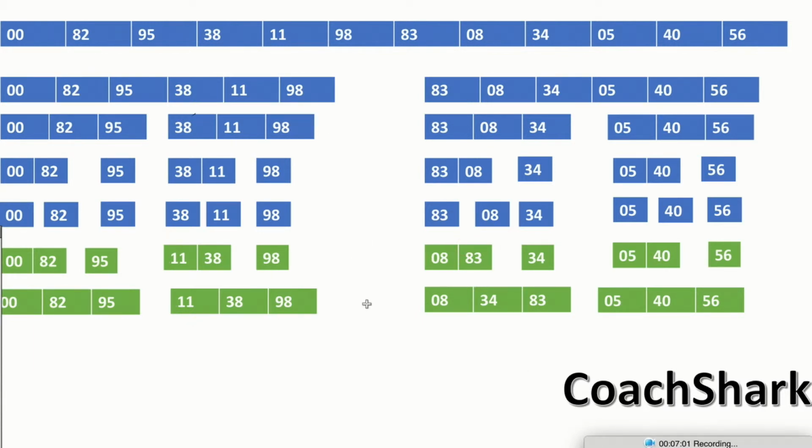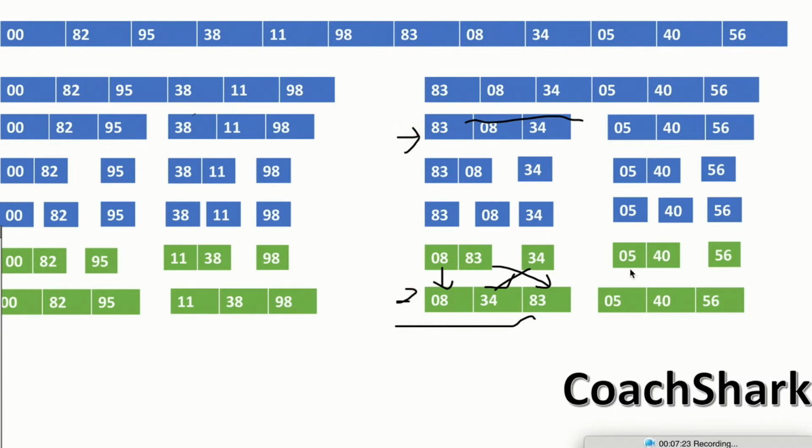Is 8 smaller than 34? Yeah, so 8. Now 83 and 34. 34 is smaller, 83 is the only remaining element, so we put it there. So this subproblem is sorted.